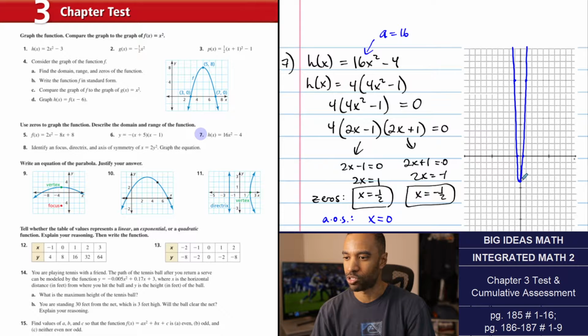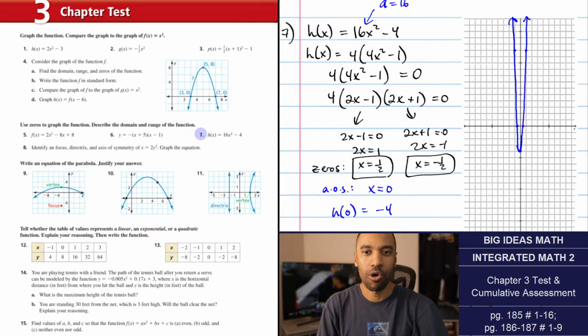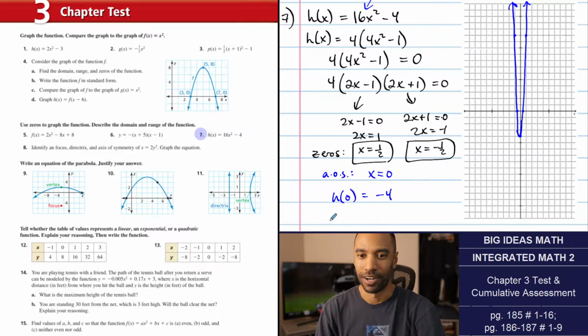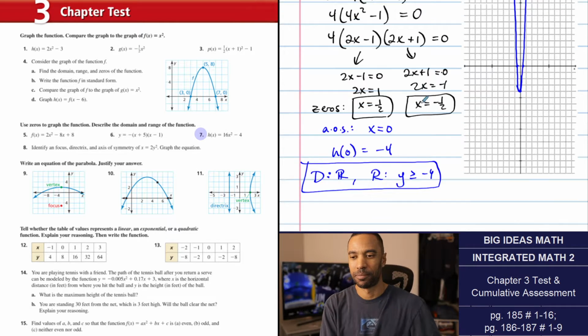Not loving the graph personally, but you know what? It is the graph. The domain, no matter how little it looks like it's going left and right, it is. Therefore, the domain is all real numbers. Goes forever left and right. The range is y is greater than or equal to negative 4. And that is number 7.